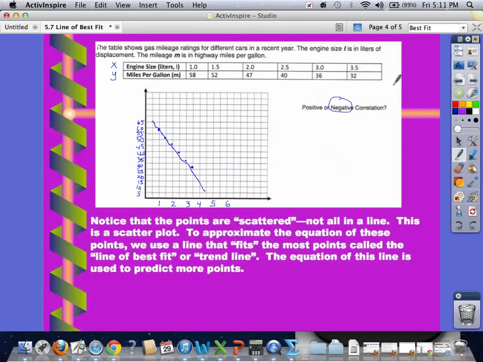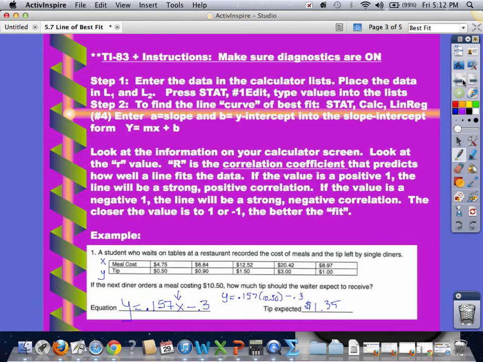Okay? So we're going to be practicing with these in class, going back and forth. I'll give you a piece of paper with the steps on how to do the calculator stuff. Main thing is to make sure your diagnostics is turned on every class, okay? And we're looking at the R value and the equation. And again, it'll show A, but that's the same thing as M, and we can make an equation from there. If you have any questions, come see me.